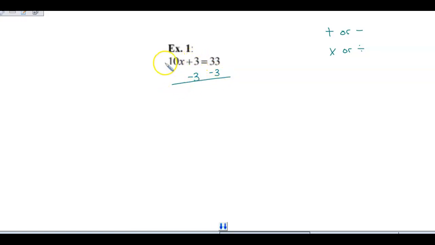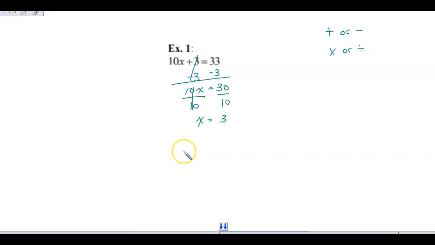3 minus 3 is 0. That leaves 10x by itself. 33 minus 3 is equal to 30. Now that I have my addition operation undone, now I can undo my multiplication. 10x is multiplication. The opposite would be to divide, and we're going to divide both sides by 10. 10 divided by 10 is 1. x is by itself. 30 divided by 10 is 3.